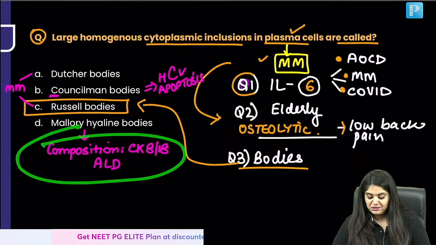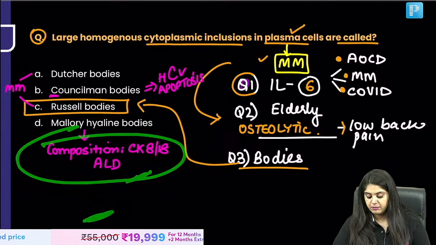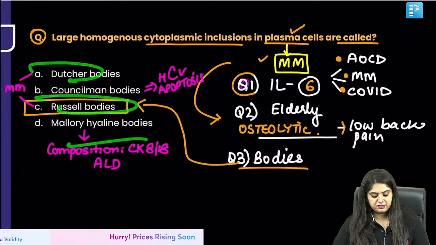And yeah, we are coming to New Indian Watch in a while, but Mallory hyaline bodies, most commonly alcoholic liver disease, made up of CK818. Very famous question. Chalo, in sab pe baad mein aayenge. What are these Russell Dutcher bodies?